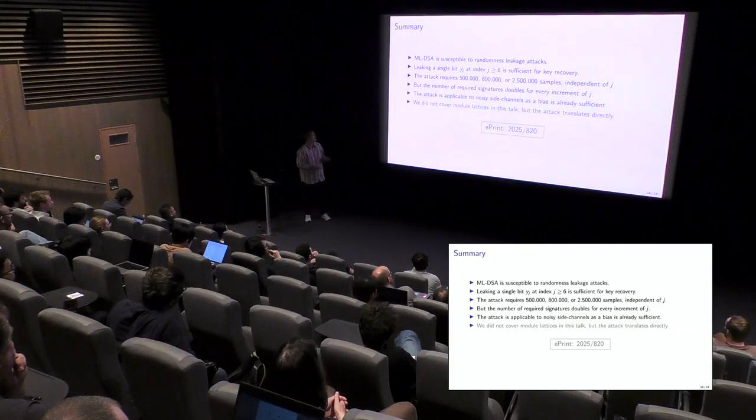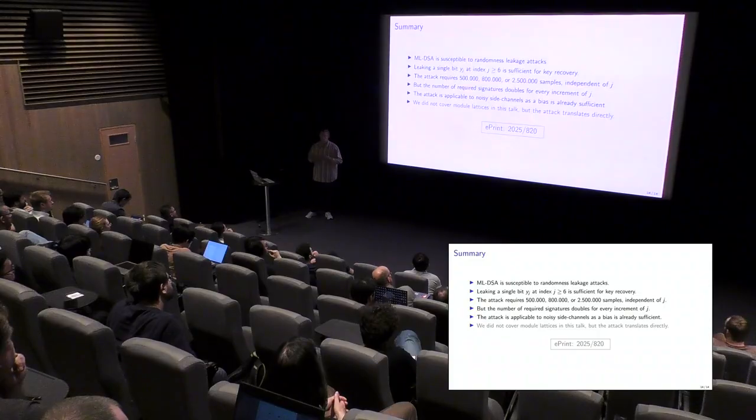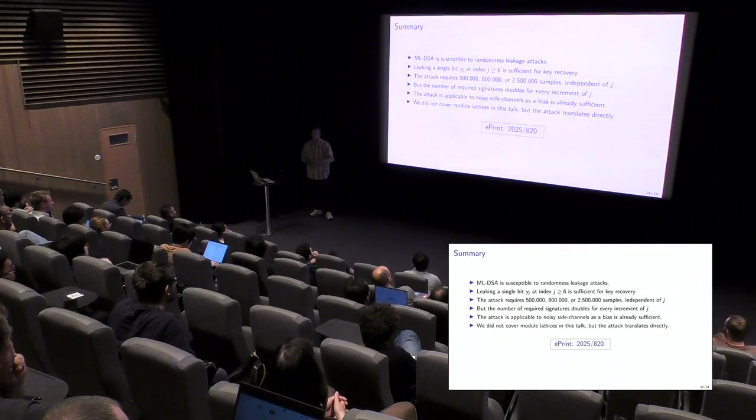And the attack, which I did not cover in this talk, is also applicable to noisy side channels. A bias in a bit is already sufficient for the attack. And we did also not cover module lattices, but the attack translates directly and is published already.